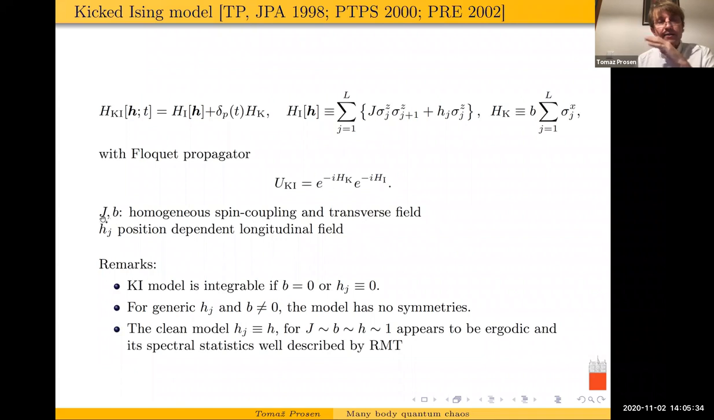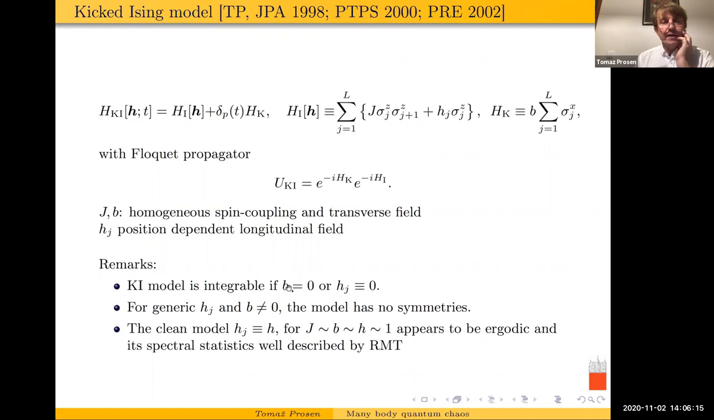So there are these two key parameters, J and B, which are static and homogeneous, and then there is a position-dependent longitudinal field. The kicked Ising model is integrable if either of the two fields vanishes. If the transverse field vanishes, then this is just a classical Ising model, just diagonal if you want. But if the longitudinal field vanishes, then the model is equivalent to free fermions. You can use the Jordan-Wigner transformation and map it to free fermions. So again, it's exactly solvable, it's integrable.